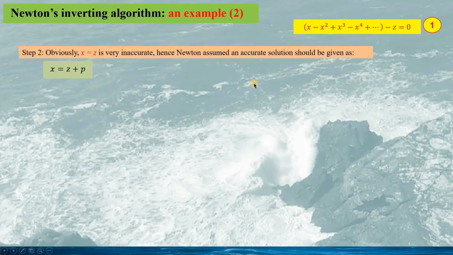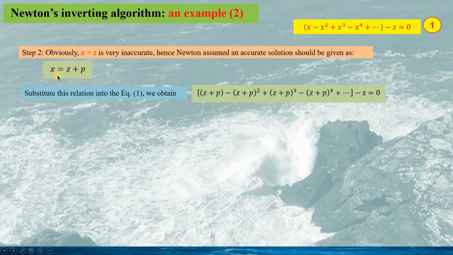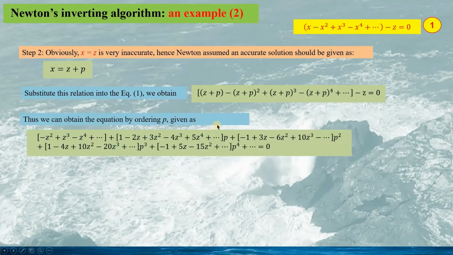Hence, Newton assumed an accurate solution given as x equaling z plus p. And the purpose of the algorithm is to find what p is. So we can substitute x equaling z plus p into equation 1. So we have the equation given like this. Now we can write the equation by ordering in powers of p. We have the expression like this.